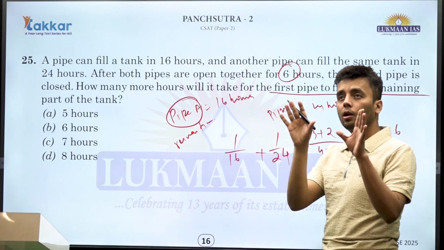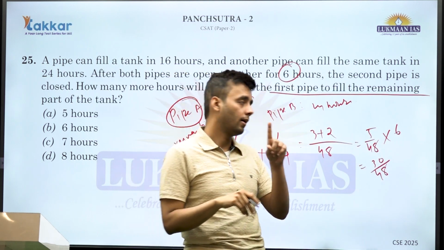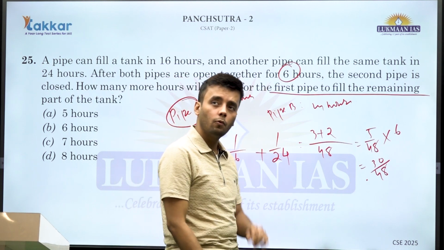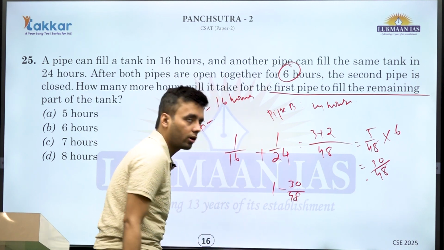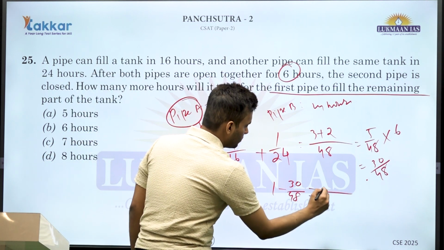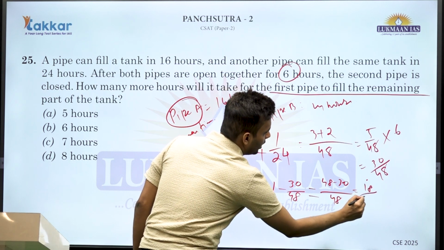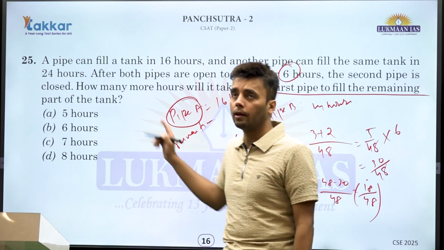So if the total amount of work is 1 and 30 by 48 has been done, the remaining work will be 1 minus 30 by 48. That means the remaining water that is to be filled in the tank will be (48 minus 30) by 48, that is 18 by 48. This is the remaining portion that is to be filled by pipe A.